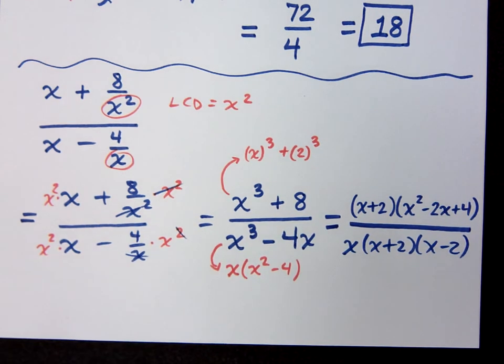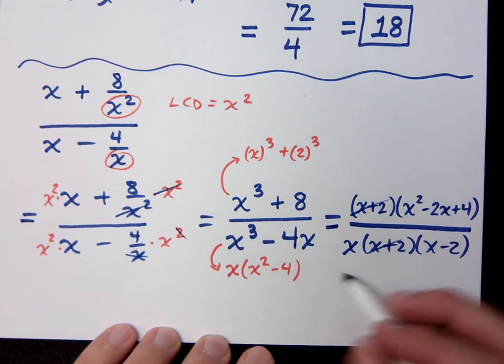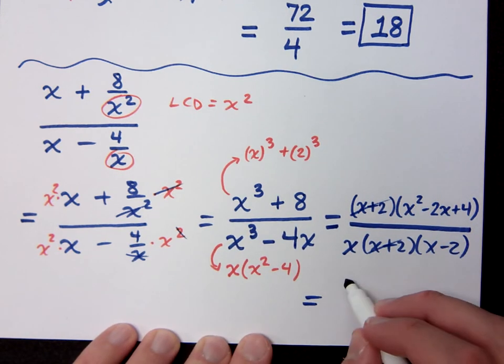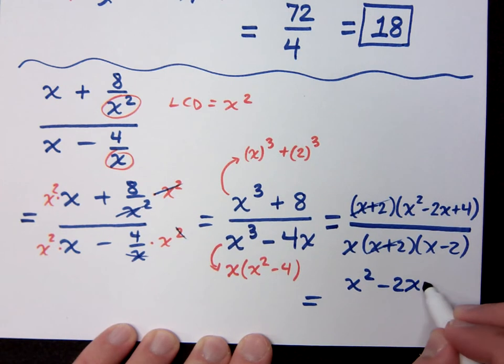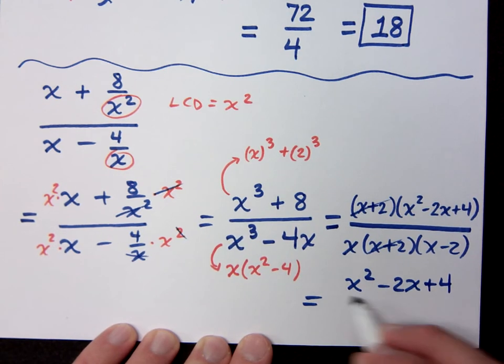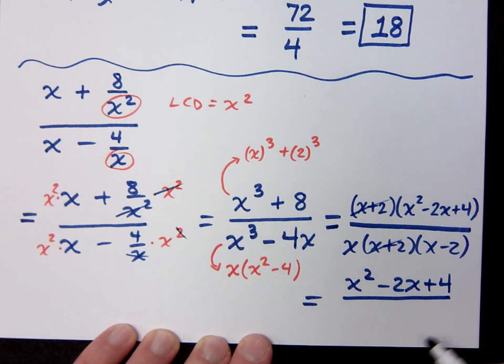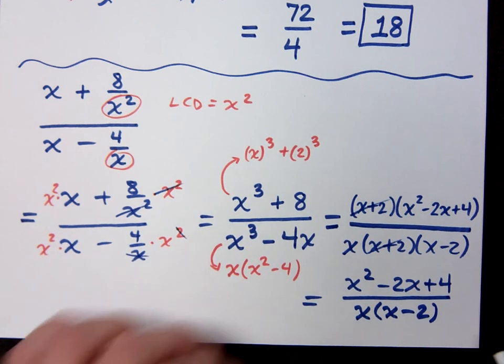You have everything factored, so what are you going to do? Cancel. What do you mean cancel? The x plus 2's cancel, so the only thing I have left in the numerator is something that doesn't factor any further: x squared minus 2x plus 4 over, what about the denominator? It's the factor of x and x minus 2.